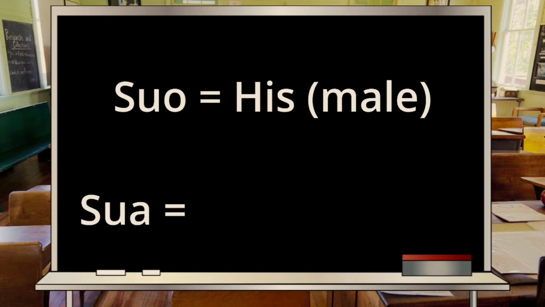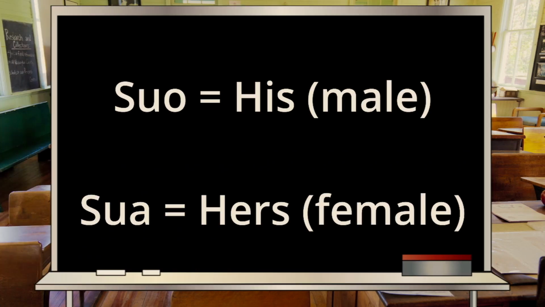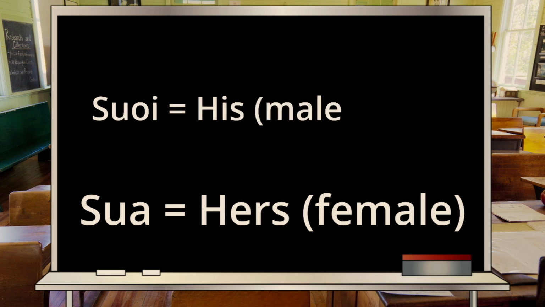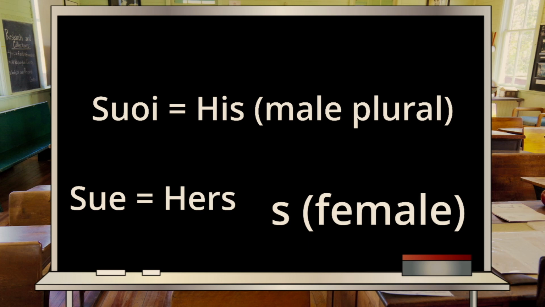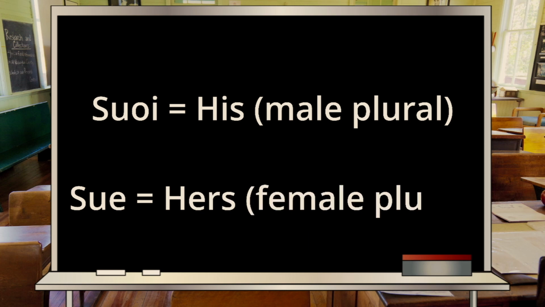Then of course we must name possessive adjectives. Suo, his, sua, hers, but also in Italian we must list the plural versions. Suoi is still his, but plural. Sue, hers, but plural.